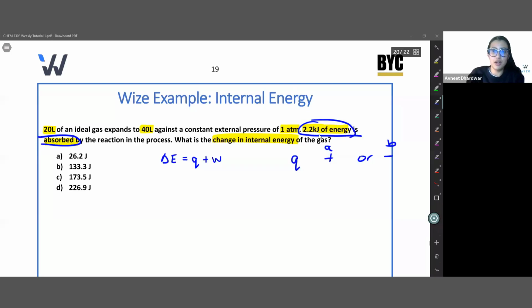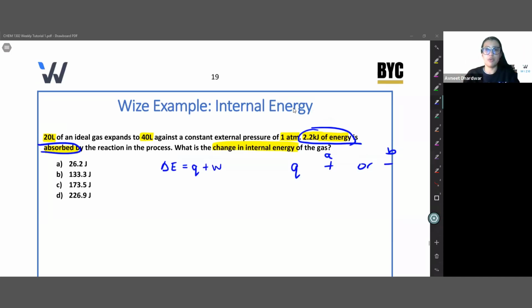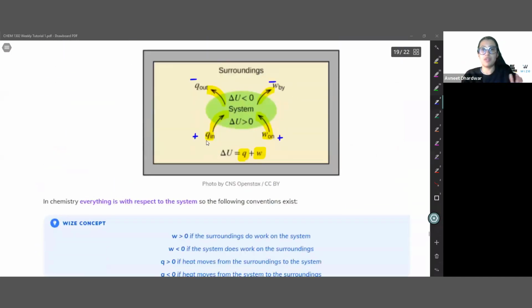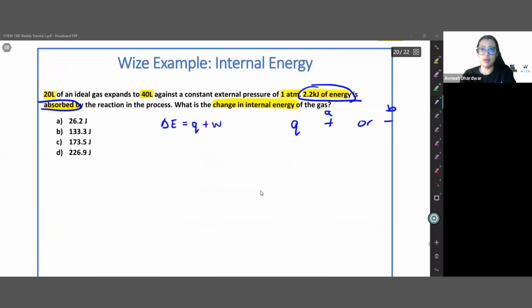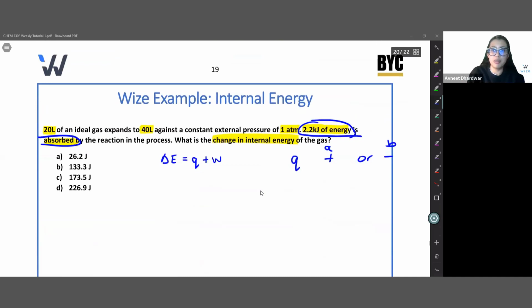Because it says that much energy is absorbed by the reaction, the system absorbs energy. If we go back and look at our picture, if the system absorbs energy, we have an arrow going into the system, and we put a plus sign. The system is absorbing or gaining energy, so we give it a plus sign. So Q is going to be plus 2.2 kilojoules.